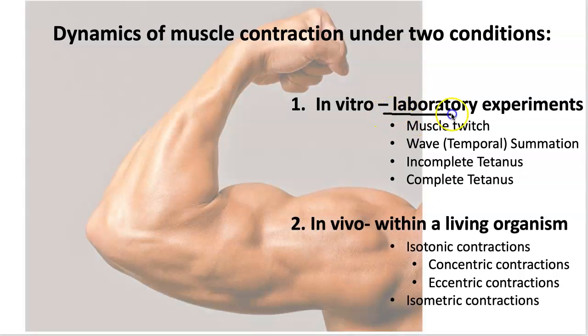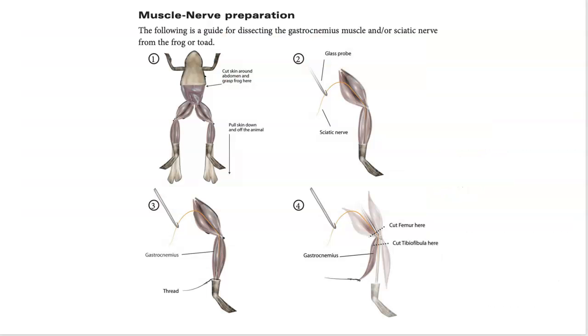To start, we're going to take a look at the lab experiments, and I'll show you what a muscle twitch is, and then build on the muscle twitch to show you wave summation, incomplete tetanus, and tetanus. So the lab experiments that I'm referring to here are usually done with a frog. They usually dissect out the sciatic nerve that attaches to the gastroc.